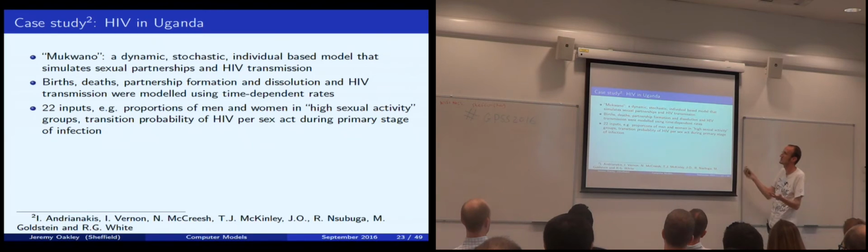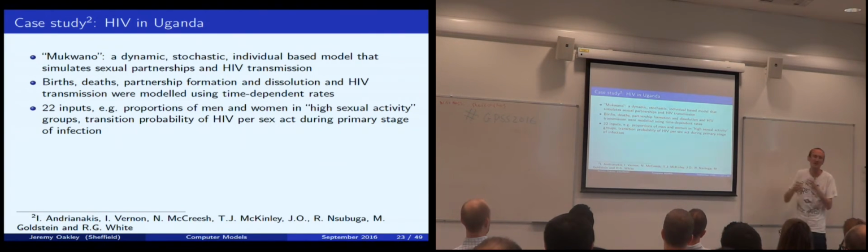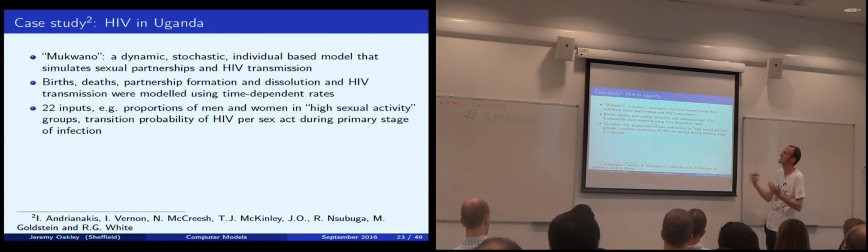Most of these inputs actually have reasonable physical meaning, so proportions of men and women in particular classifications according to their sexual activity, what's the risk of transmitting HIV per sex act, and things like that.